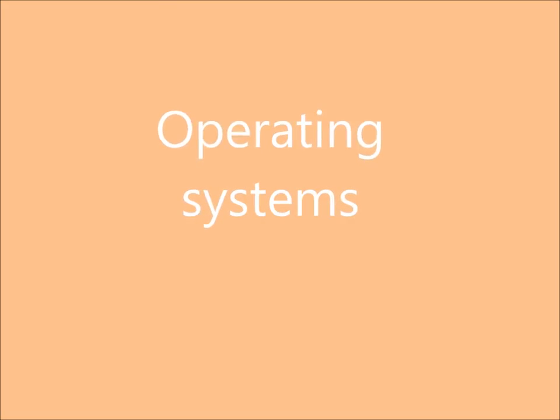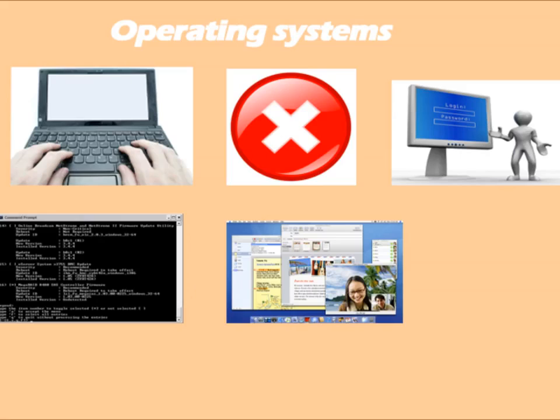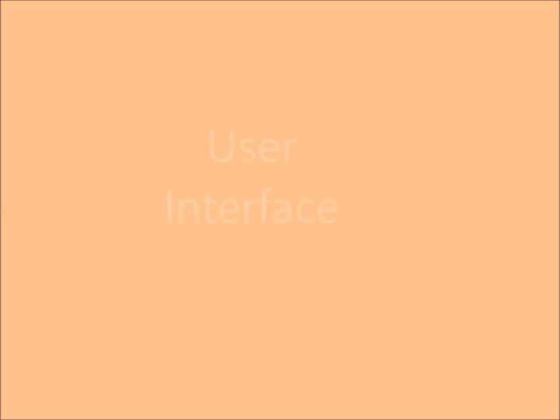Operating systems. The general tasks for an operating system include allowing communication between the user and the computer through a user interface, controlling the operation of input, output, and storage devices, loading and running application programs, dealing with errors that occur, and maintaining security of the system.